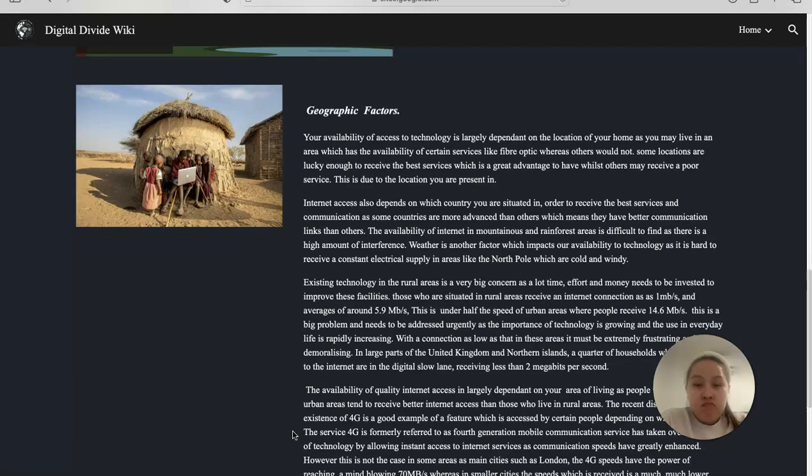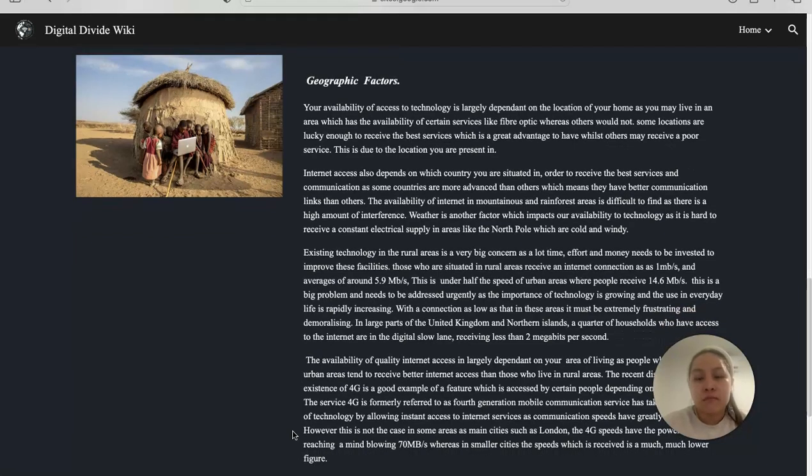Internet access also depends on which country you are situated in to receive the best service and communicate, as some countries are more advanced than others. The availability of internet in mountainous and rainforest areas is really difficult to find, as there is a high amount of interference. That's why rural areas have a low connection and keep going slower than suburban and urban areas. And I think most young people live in urban areas.